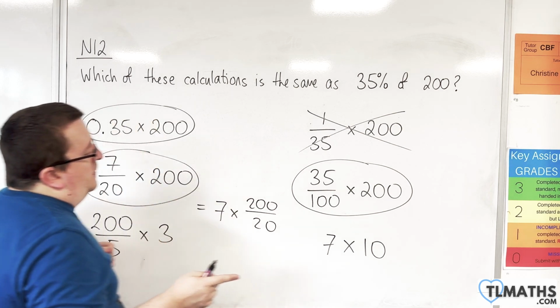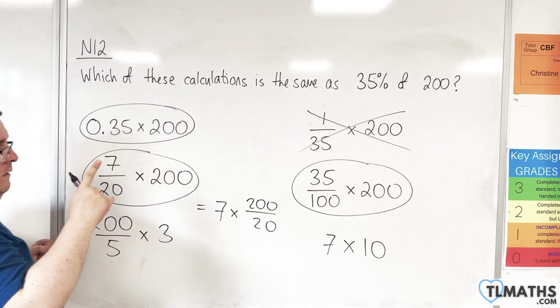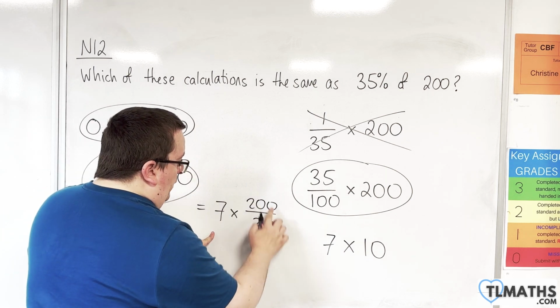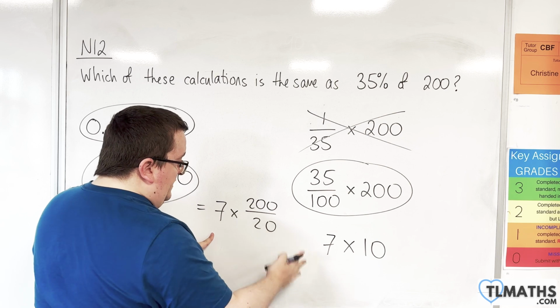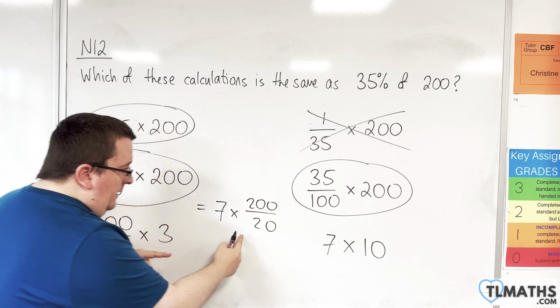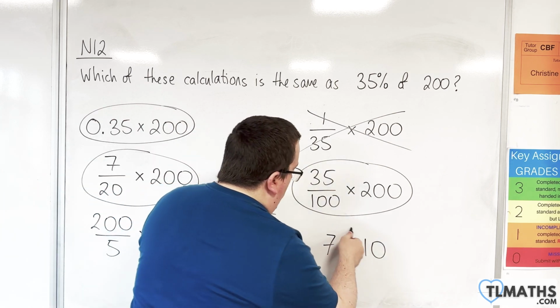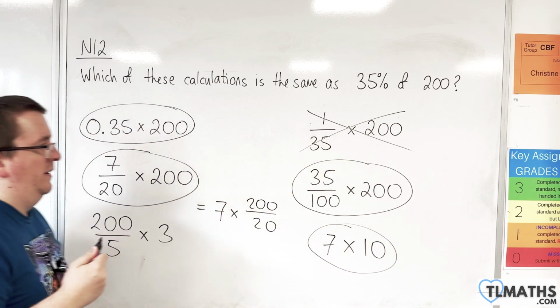So, that, well, 200 divided by 20 is 10. So that is the same as this. So this must also be equivalent.